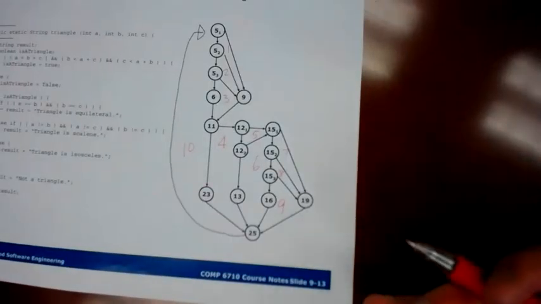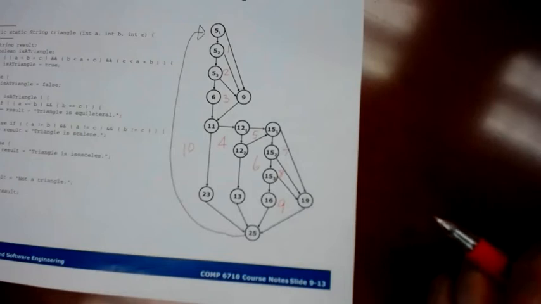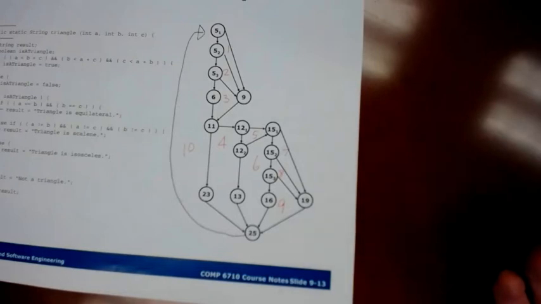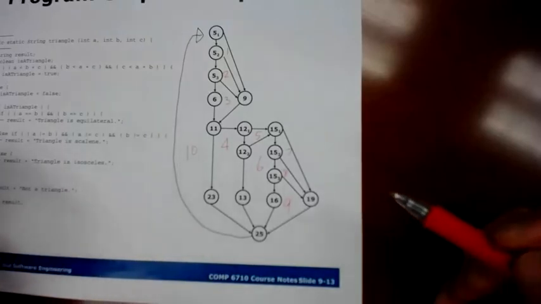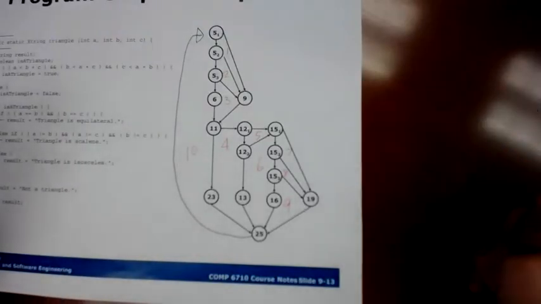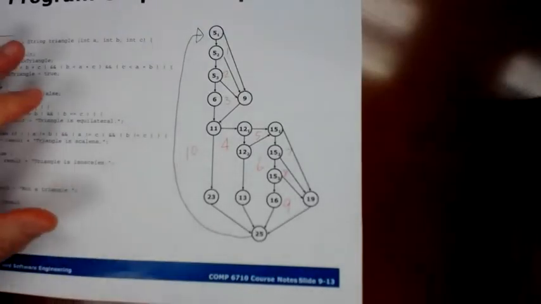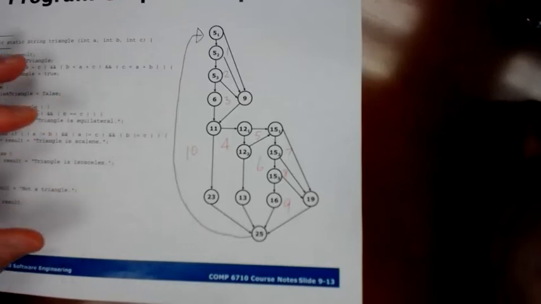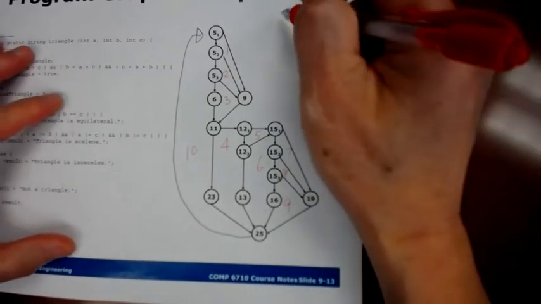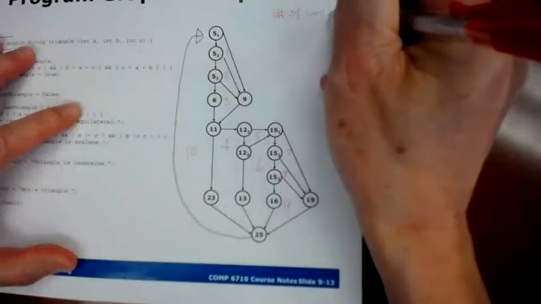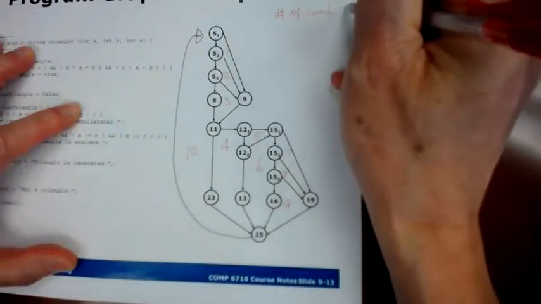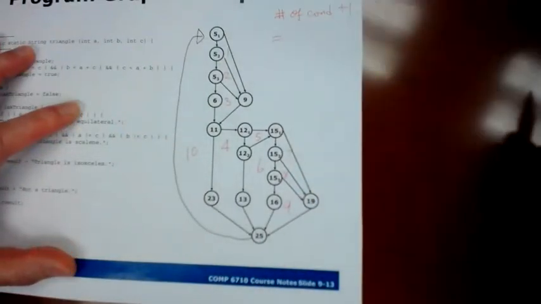You can also count the number of edges and the number of nodes, and you can do that at home by yourself. We will not do it here because it's no fun to count those with the entire class. The other approach is the number of conditions plus 1. This one is easier to do.